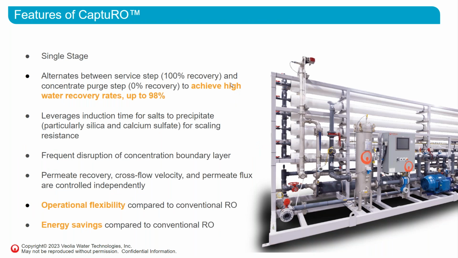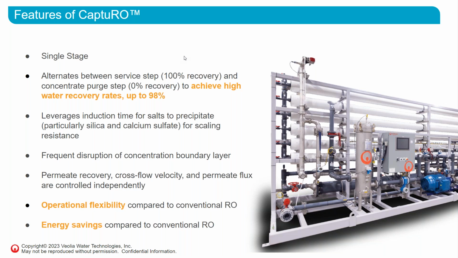So features of Capsuro, as I said earlier, it has a single stage RO, it uses concentrate recirculation, and it operates in a semi-batch mode, as I described in the previous slide. In this cyclical operation, it automatically alternates between the concentrating step at 100% recovery, which we call the service step, and at 0% recovery at deconcentrating step, which we call the purge step.